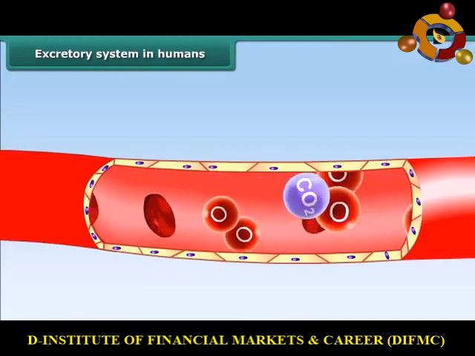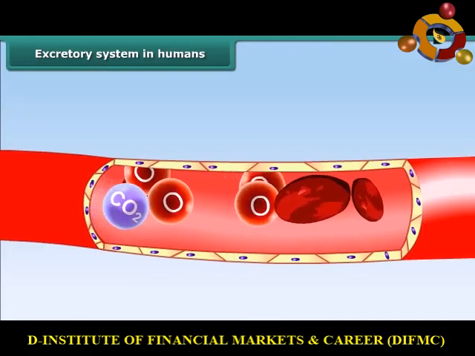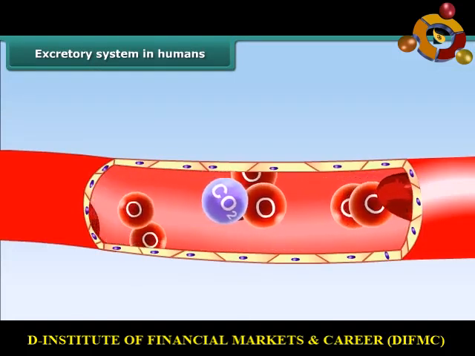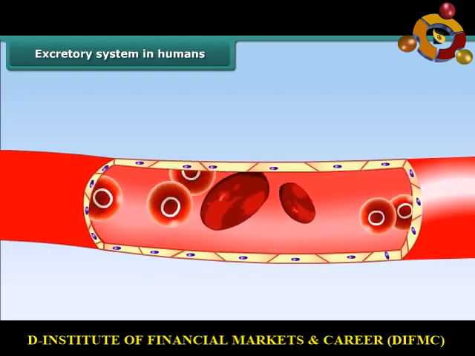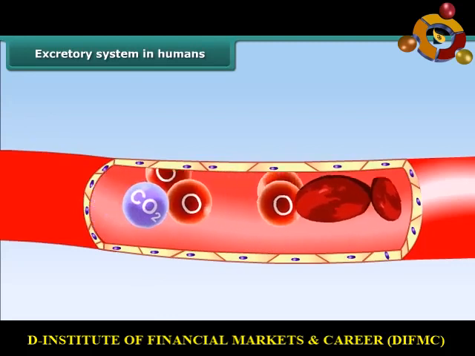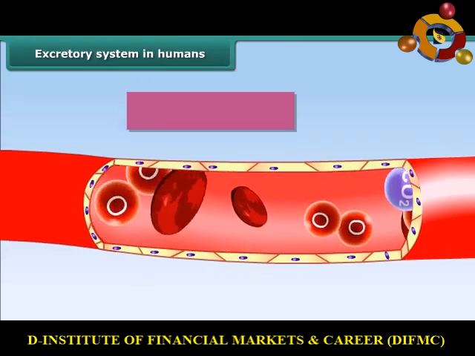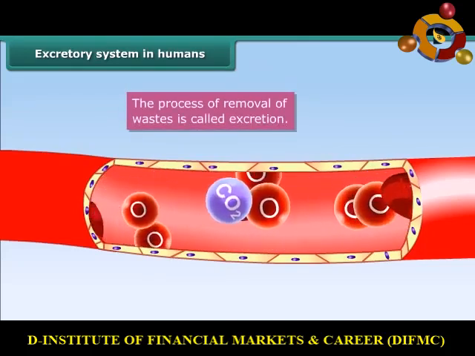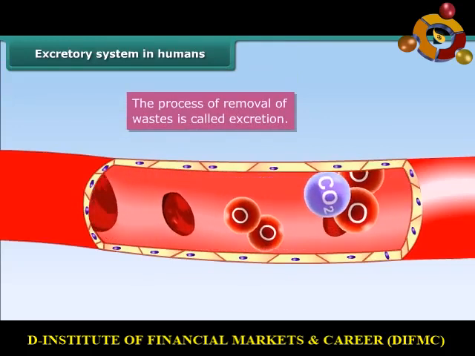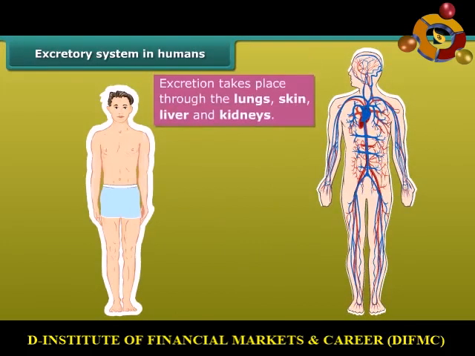These wastes are carbon dioxide, water, salt, urea, and uric acid. They are the result of the metabolic activities of the body. Since they are toxic, they must be removed from the body. The process of removal of wastes resulting from metabolism is called excretion. Excretion takes place through the lungs, skin, liver, and kidneys.